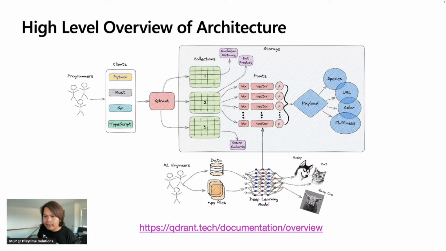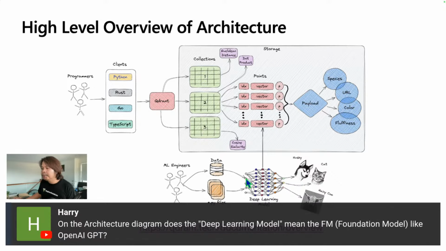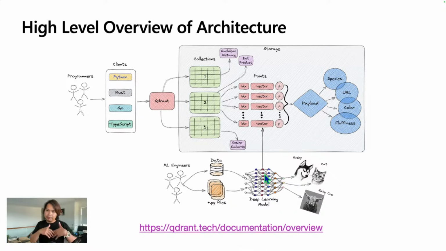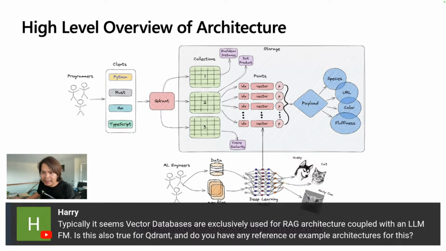Okay, on the architecture diagram, this deep learning model, just like what I told earlier, can be something like an OpenAI GPT or an LLM. Through vectors and embeddings, they can correlate to each other. Okay, so last one. Typically, it seems vector databases are exclusively used for RAG architectures coupled with an LLM FM.